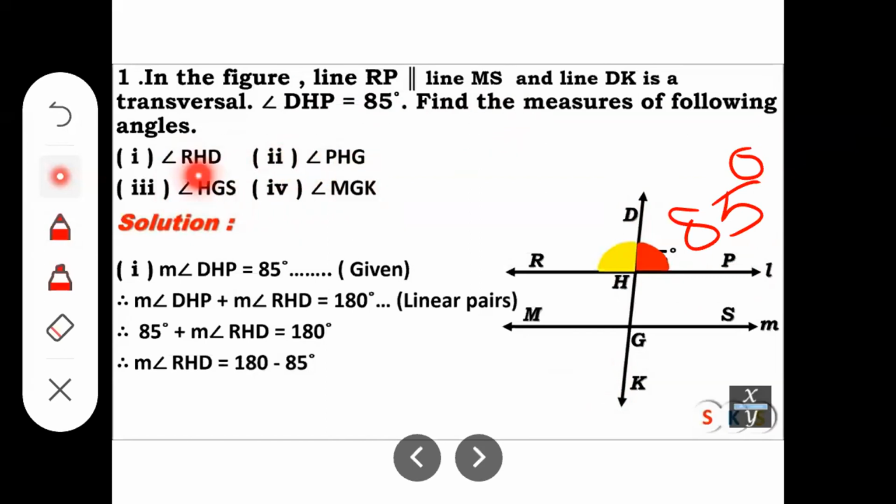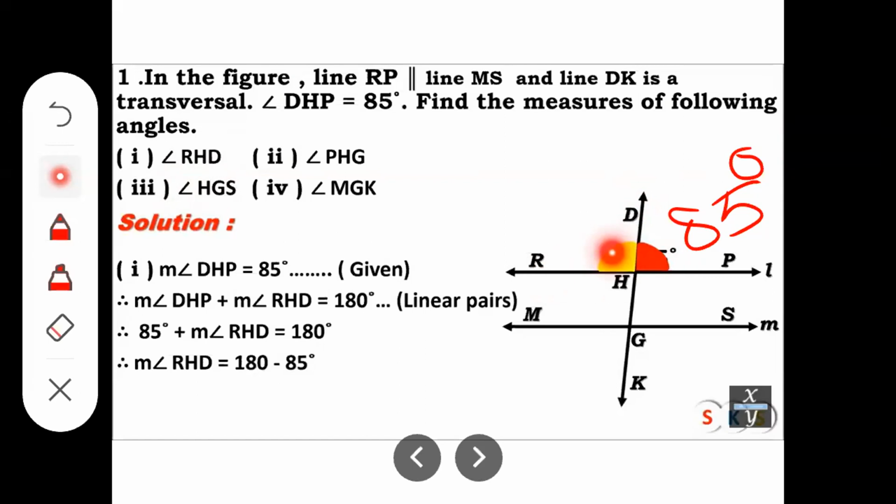Yes, so first one we have to find angle RHD. Now where is angle RHD in the diagram? That RHD. Okay, this angle we have to find the measurement of this one. If you look carefully at the given diagram, you can recall the property of linear pair of angles. This angle and this angle, those are angles in linear pair.